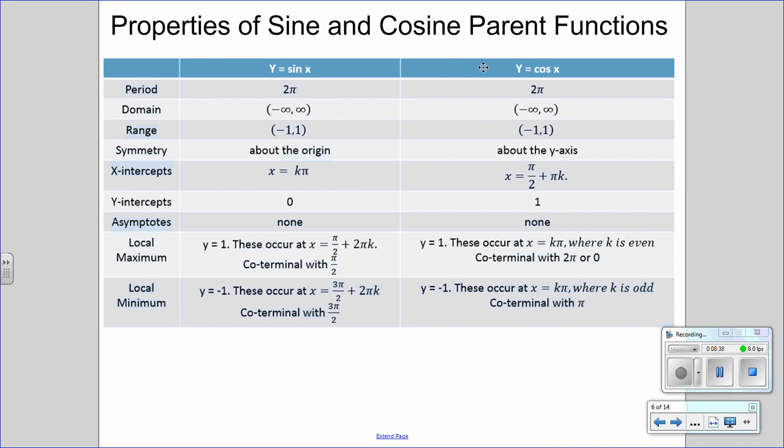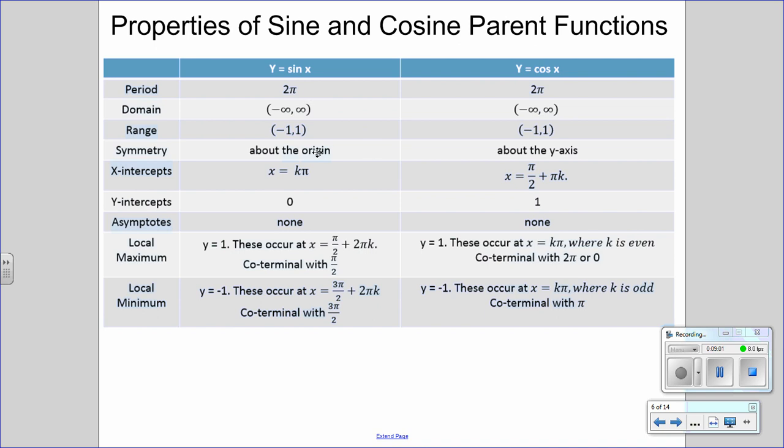Okay, so your period for both functions is 2 pi, because that's how long it takes to repeat. Again, that has to do with your one revolution. Your domain for each is your x values that you are allowed to plug in. Everything from negative infinity to positive infinity works. You can plug in anything you want to the function. However, your range is from -1 to 1 because you can't get anything else out.